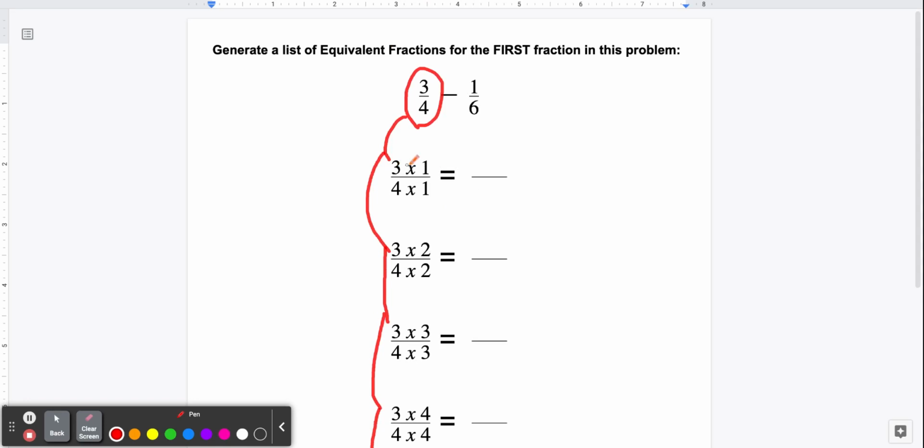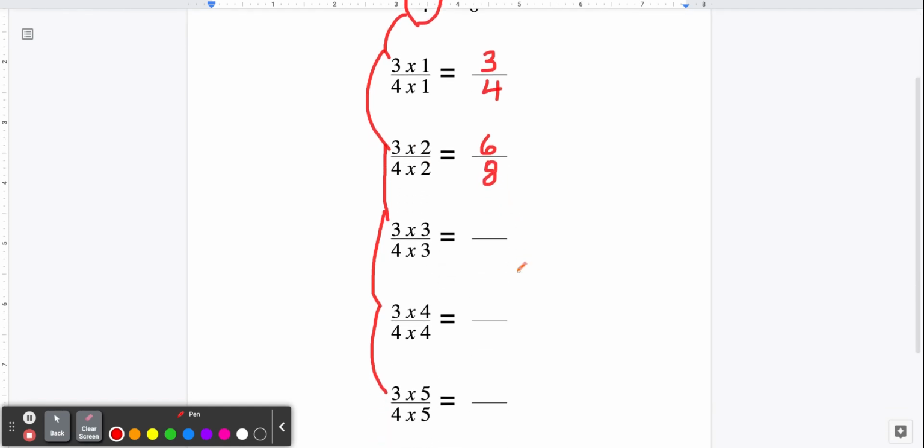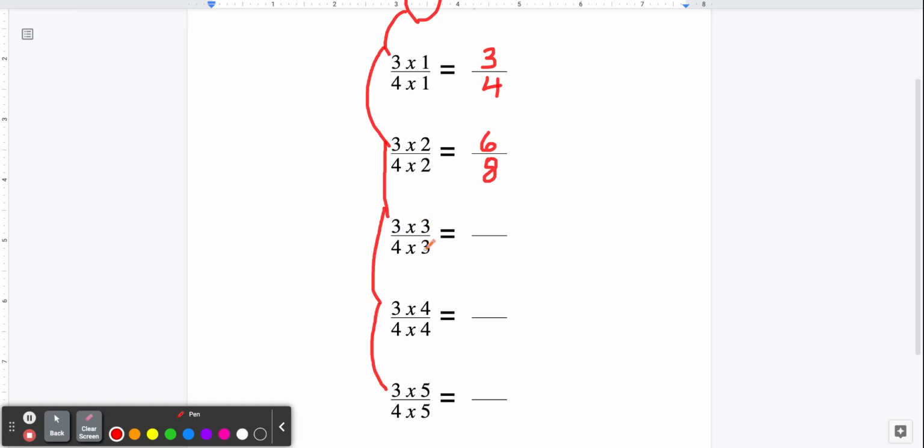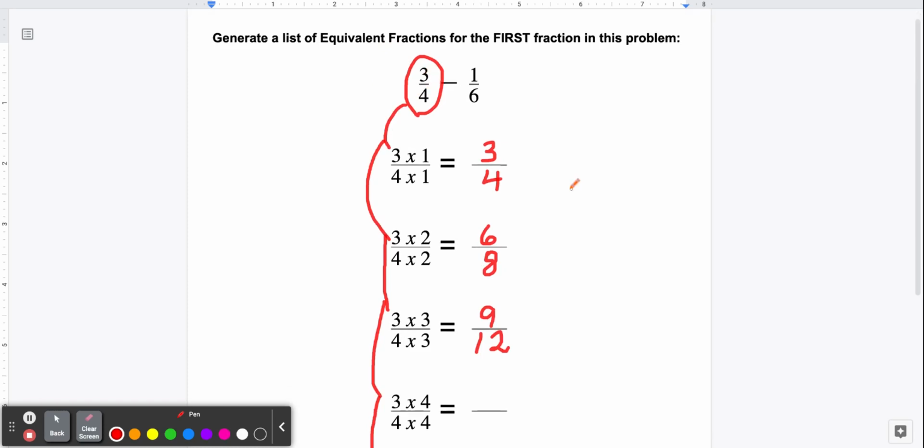And you'll notice that I have written it as 3 times 1 and 4 times 1, which of course will result in 3/4. The second one is written as 3 times 2 and 4 times 2, which results in 6/8. Here's our second equivalent fraction. Let's continue this. The next one says 3 times 3 and 4 times 3, which results in 9/12.